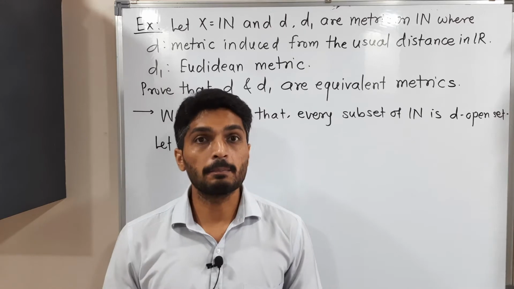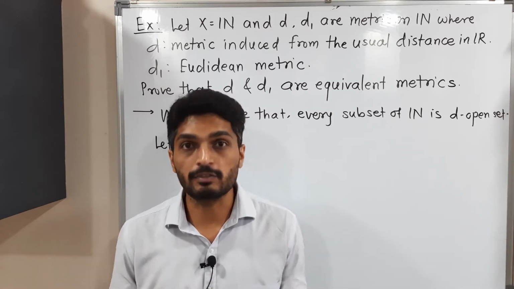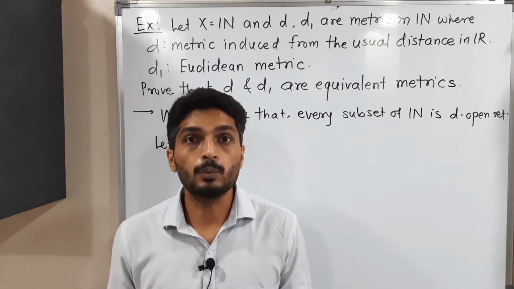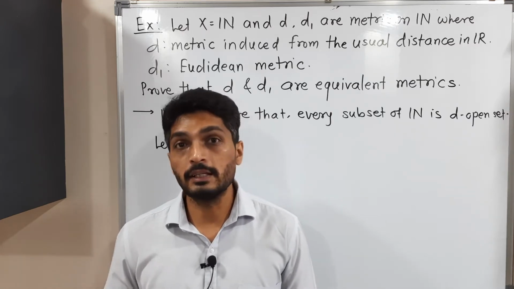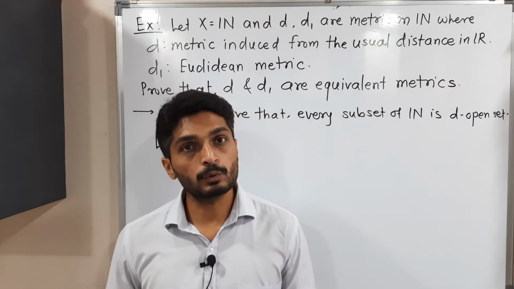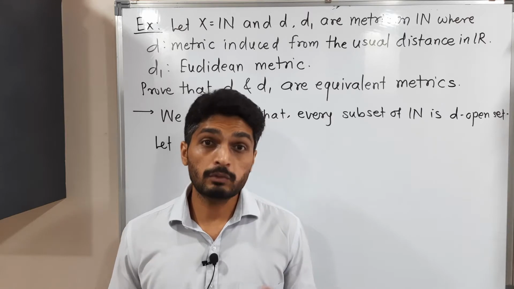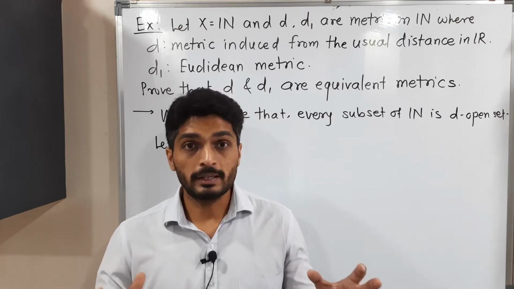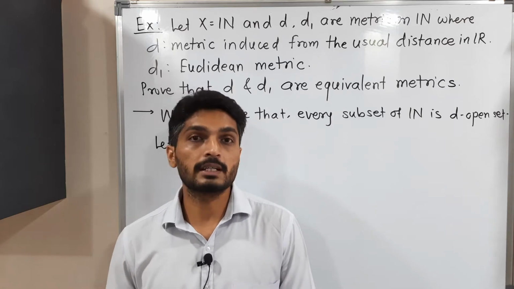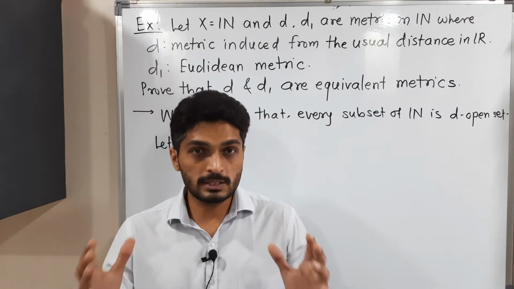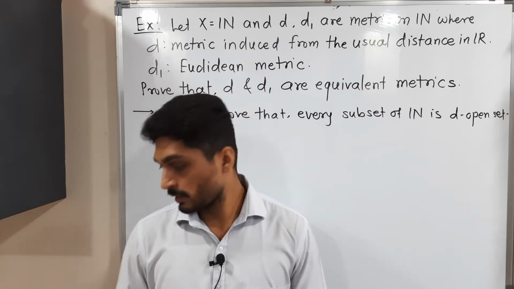In this example, our technique of proving two metrics are equivalent is different. What we are going to do is prove that every subset of N is d-open. After that, we will prove that every subset of N is d1-open. Therefore, we can conclude the collection of d-open sets is the same as the collection of d1-open sets, and we can say both metrics are equivalent. So this is the structure of our proof. Okay, so let us start.